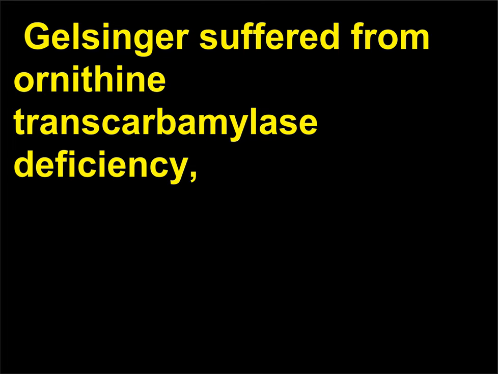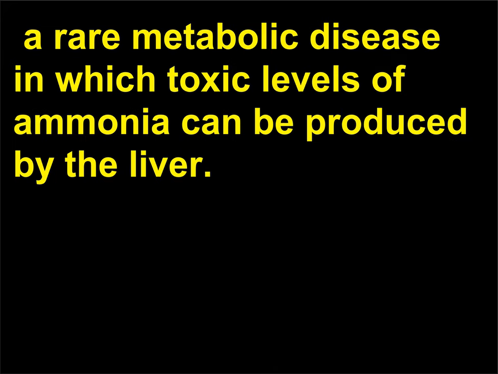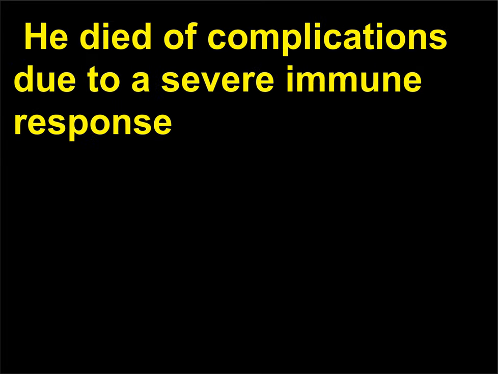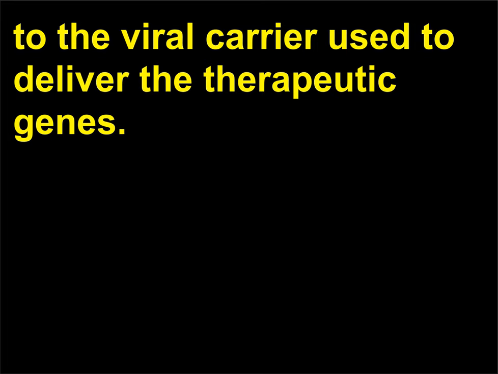Gelsinger suffered from ornithine transcarbamylase deficiency, a rare metabolic disease in which toxic levels of ammonia can be produced by the liver. He died of complications due to a severe immune response to the viral carrier used to deliver the therapeutic genes.